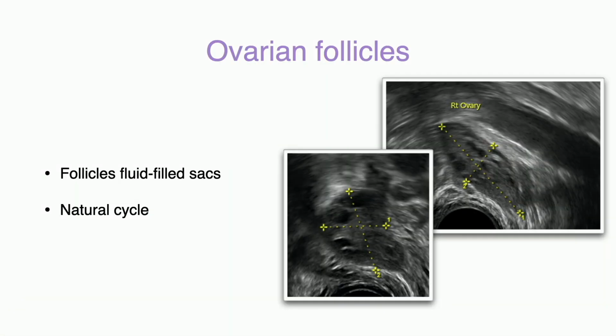Let me show you how this looks on ultrasound. Irrespective of the menstrual cycle, follicles appear as fluid-filled sacs. Ovaries appear moderately echogenic, and the fluid-filled sacs can be seen as black dots on the ovary. On this image, we also see the iliac vessels, a landmark to find the ovary.